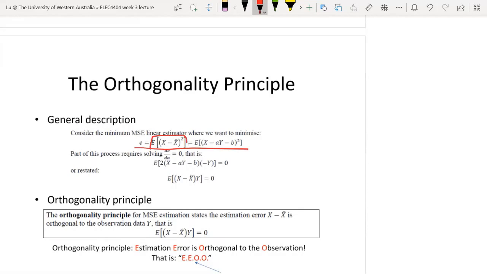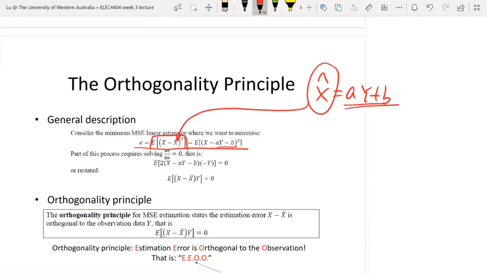This is our mean square error, right? And with that, the only useful estimator for this case is x hat equal to a y plus b. Now this x hat is substituted here, and then we can derive x minus this, because we are using a y plus b to replace the x hat.